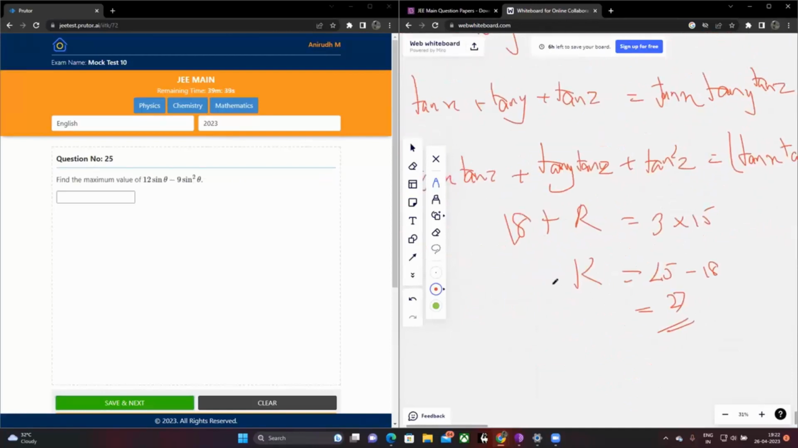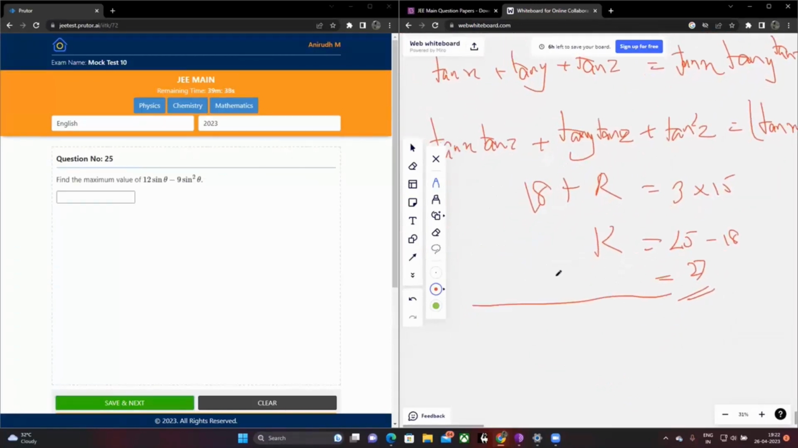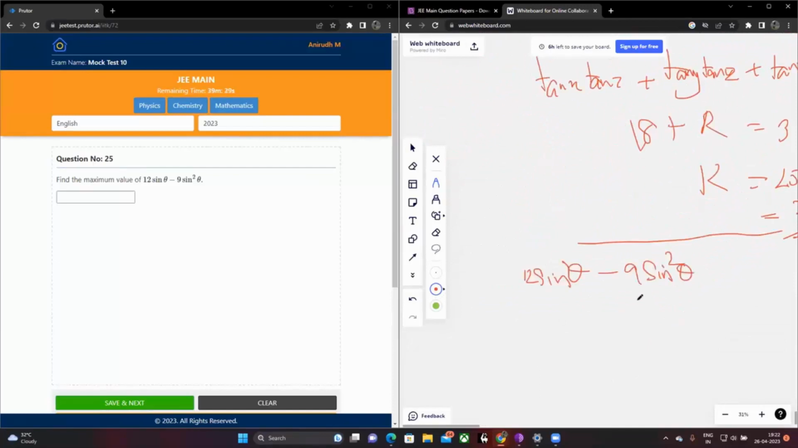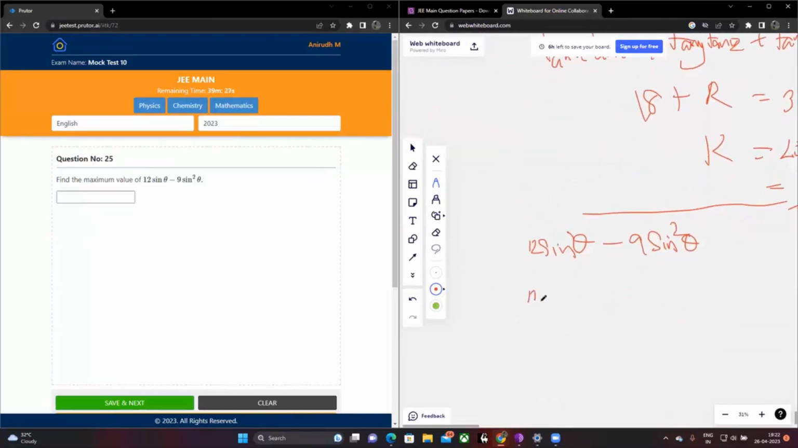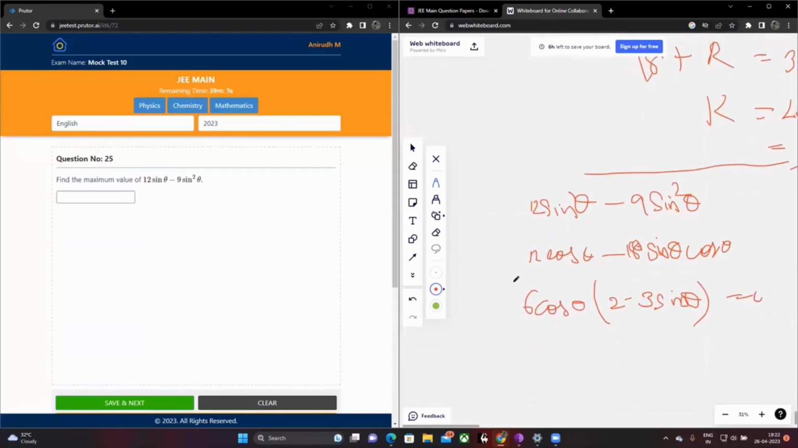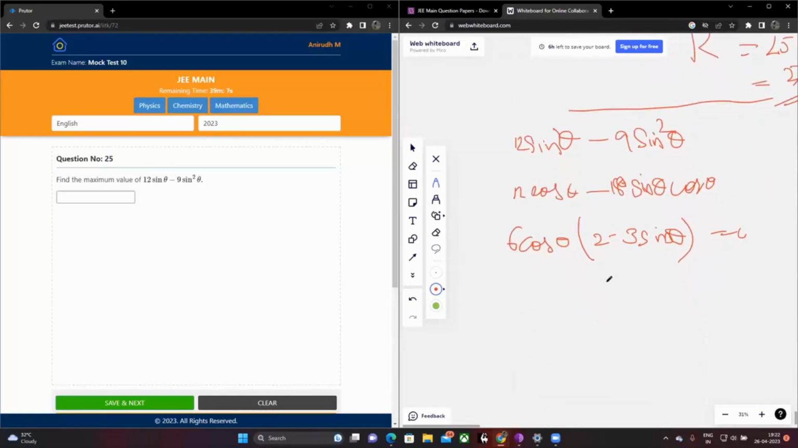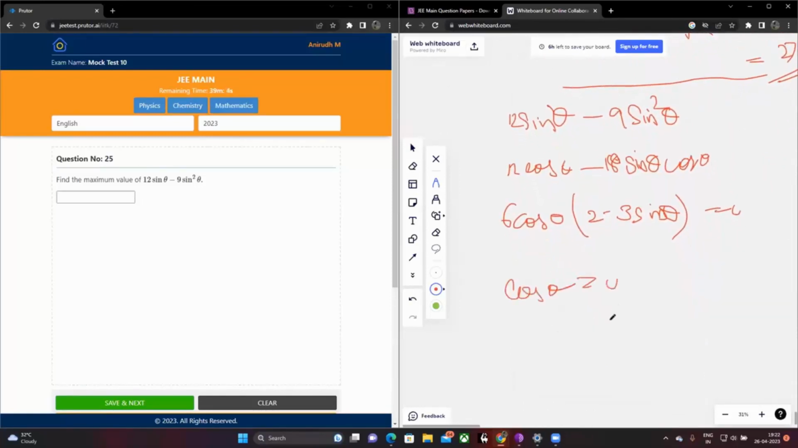Maximum of 12 sine theta minus 9 sine square theta, differentiate, right? So basically, this is 12 cos theta minus 18 sin theta cos theta, right? You can take 6 cos theta out. This 2 minus this equals 0, right? So either cos theta equals 0, which means that theta is pi by 2 or something, right?